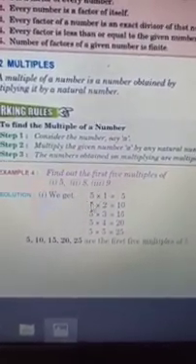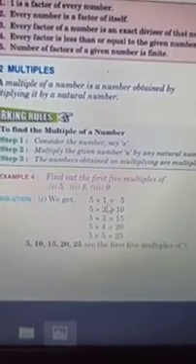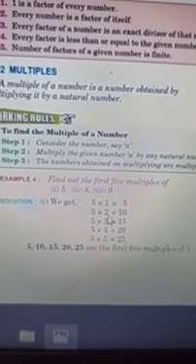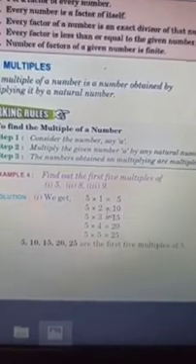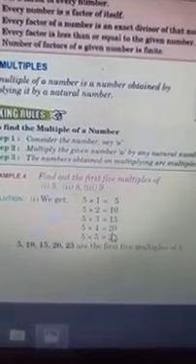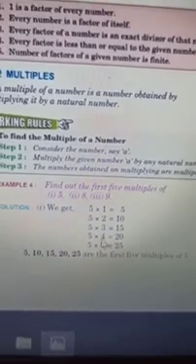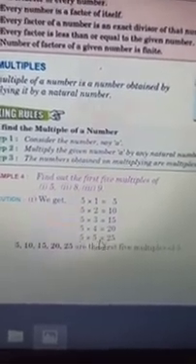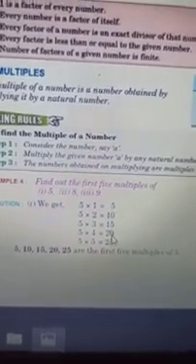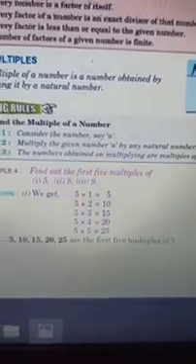For this, we will multiply 5 with 1, then our result will be 5. When we multiply 5 with 2, our result will be 10. With 3, the result will be 15. With 4, the result will be 20. And when we multiply 5 with 5, the result is 25. That means 5, 10, 15, 20 and 25. These 5 are the multiples of 5.